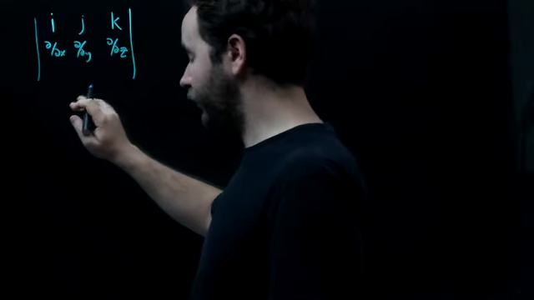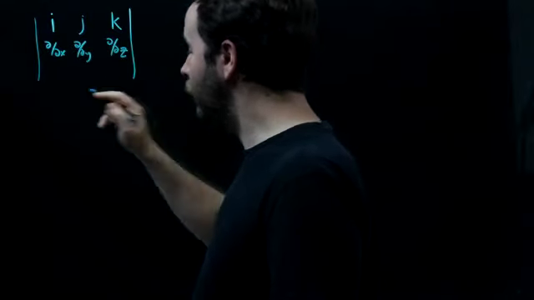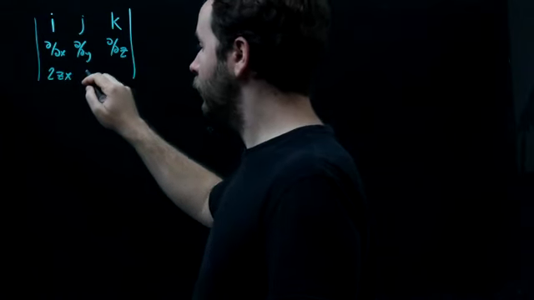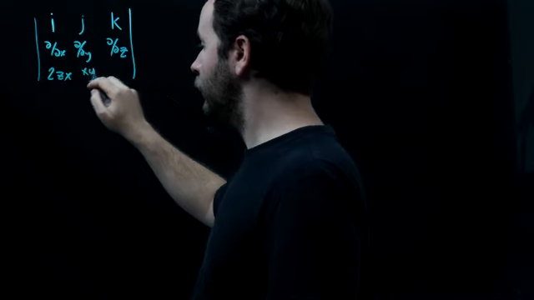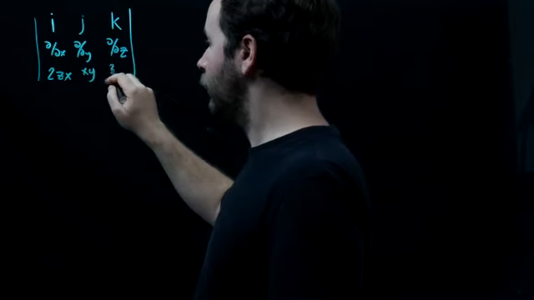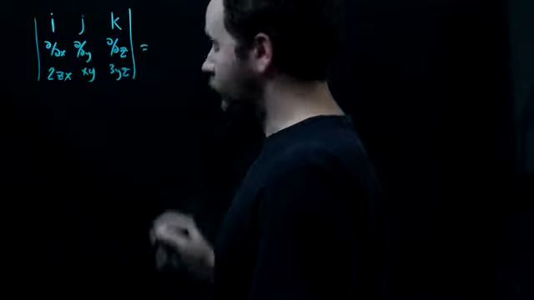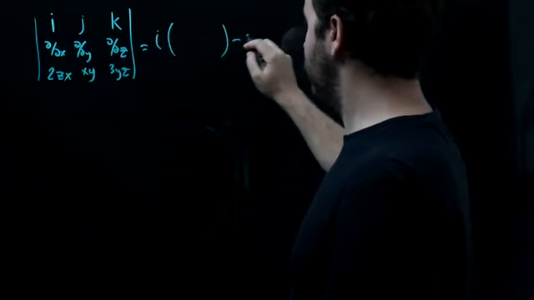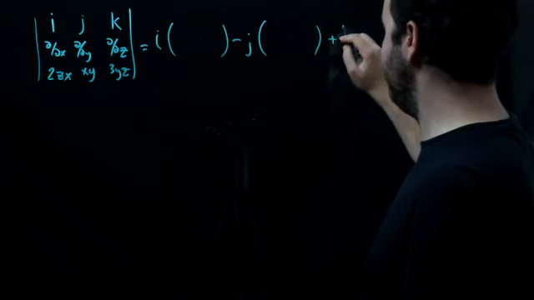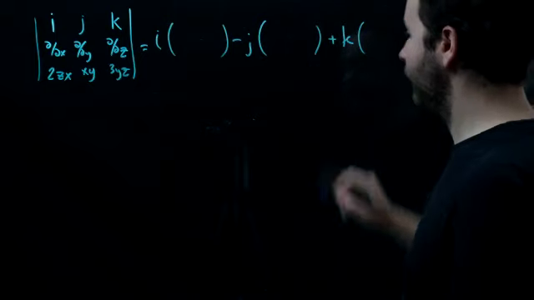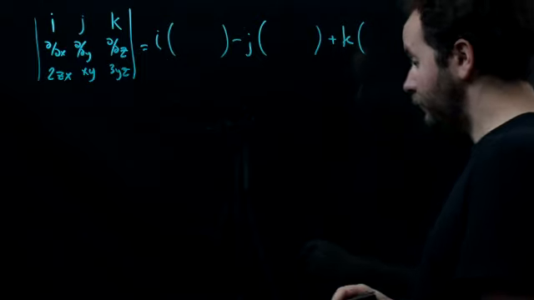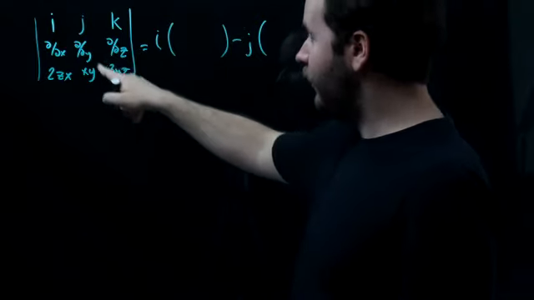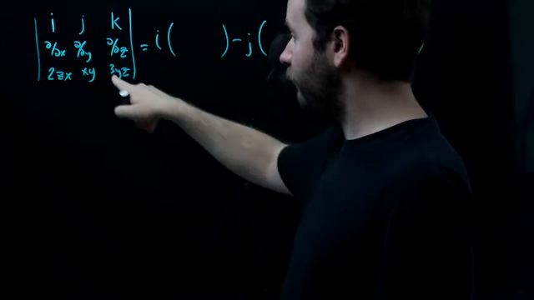So what's your vector field? Brandon, give me your vector field. My vector field: 2zx, and then xy, and then 3yz. Okay. So as always with any cross product, we start with i times open parentheses, minus j times open parentheses, plus k times open parentheses, right? Yes? Okay.